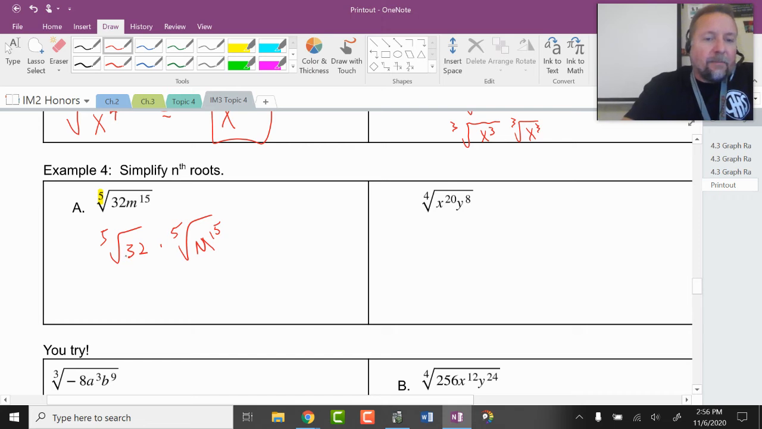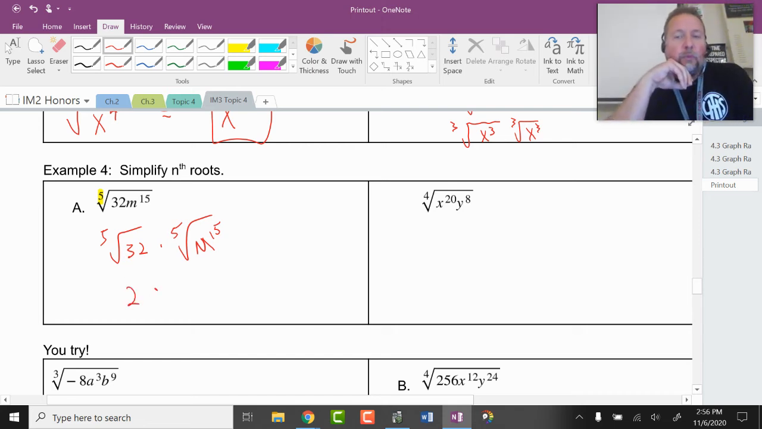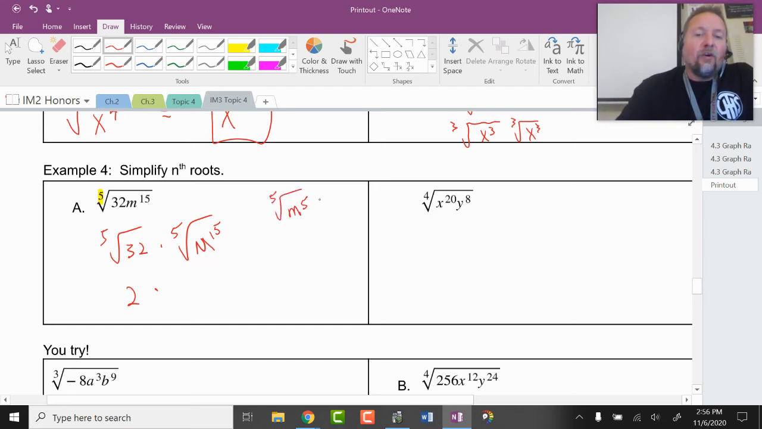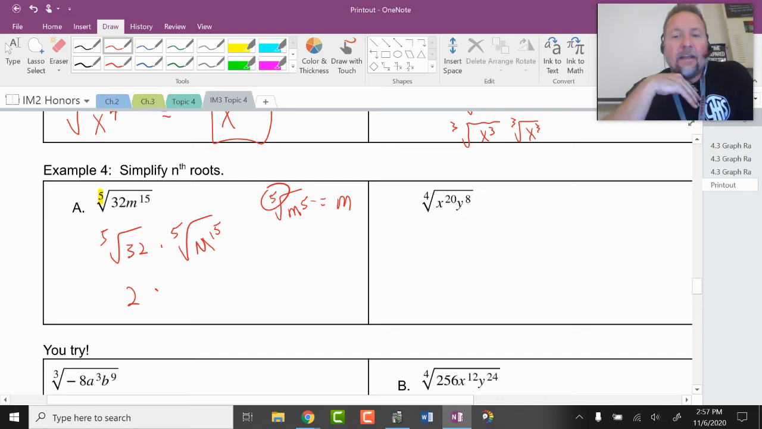And you can split this up into two radicals. First of all, we already talked about the fifth root of 32 is the number 2. Now, what times what times what? That's the way I'm going to break this down. So for a fifth root, you need something times itself 5 times. So let's write this over here. Fifth root of m to the 5th. Hopefully you understand that these are opposite operations and that's an m. And no absolute value needed because it's an odd index.